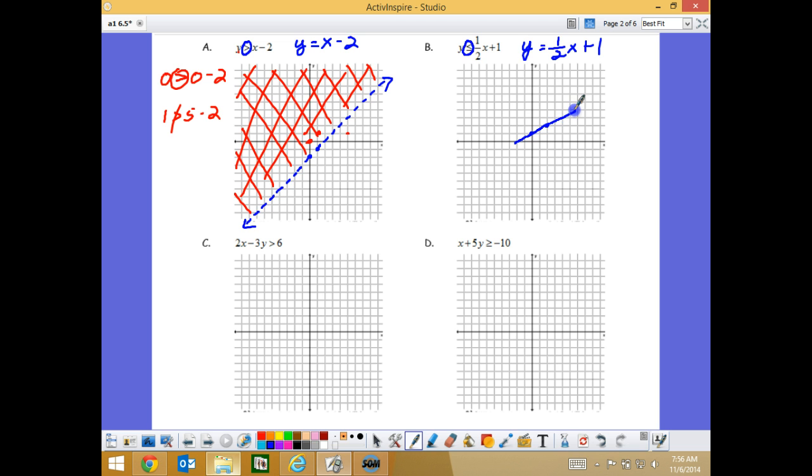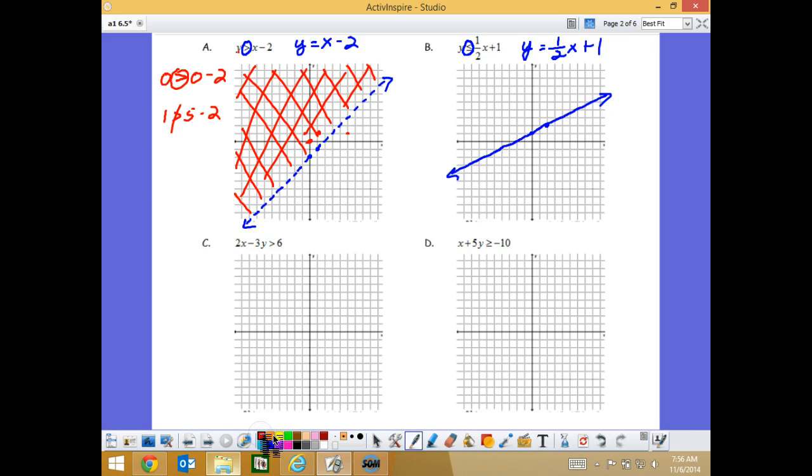A solid line indicates that any point on that line makes that inequality true. So what that says is that that line is part of the solution. In the previous case, the line was not part of the solution, but a point very close to it was. In this case, every point on this line is a solution.